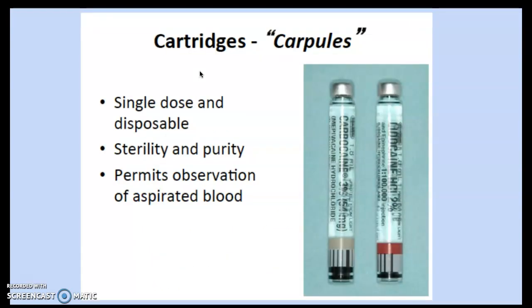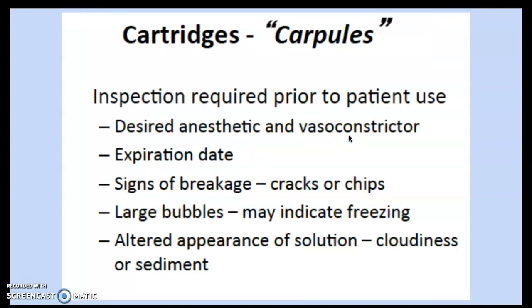Cartridges are also called carpules. It's single dose and disposable. It's sterile and pure, and it permits observation of aspirated blood. So you look in here, see it's glass, so you can see if there's anything wrong with the fluid. You need to inspect it before you give it to the patient.